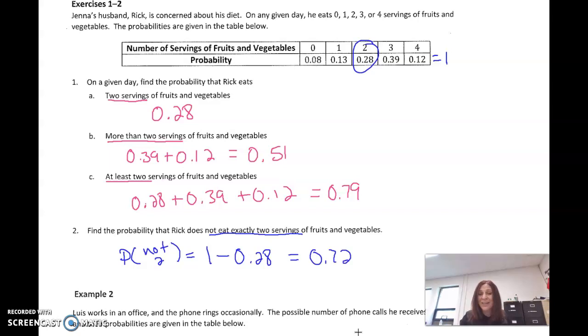Okay? So again, with chance experiments where the outcomes are not equally likely, we have to use the information they're given to be able to figure out what the percent or what the probability is that something happens.